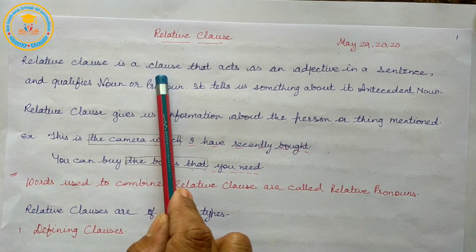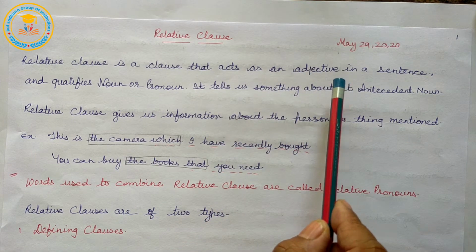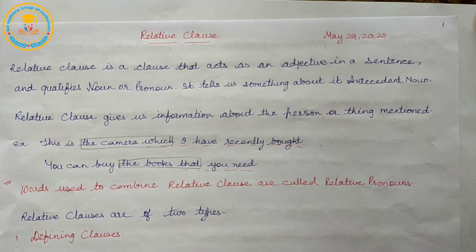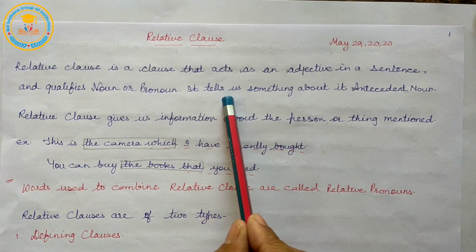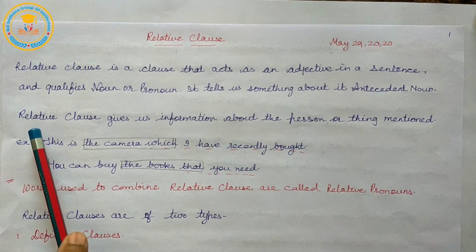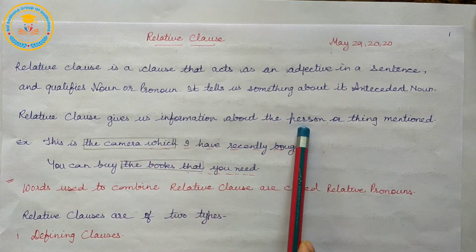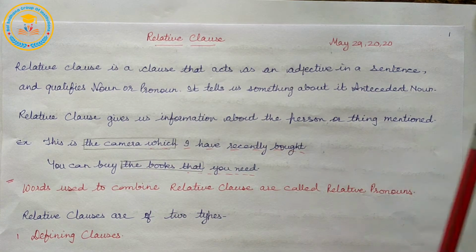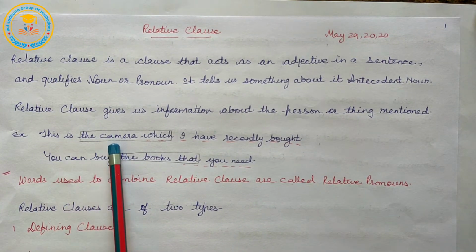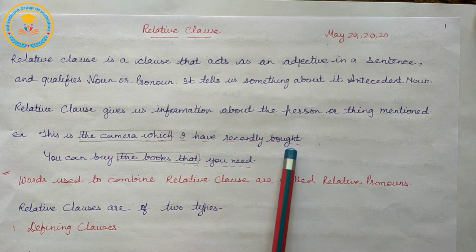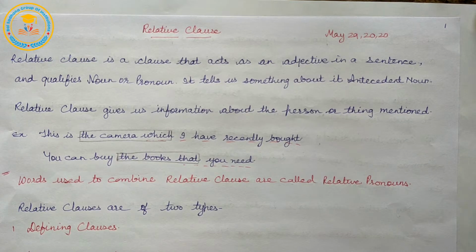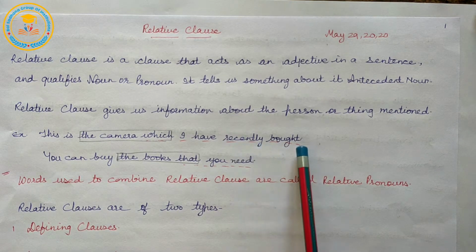A relative clause gives us information about the person or the thing mentioned. Example: this is the camera which I have recently bought.